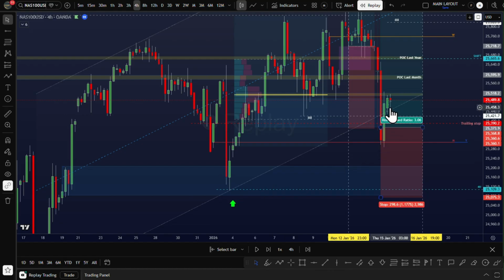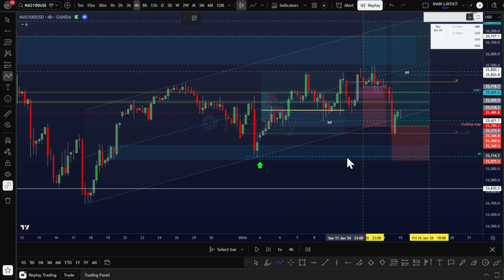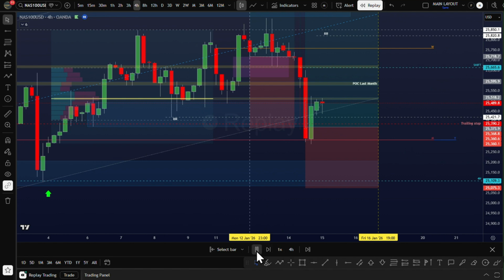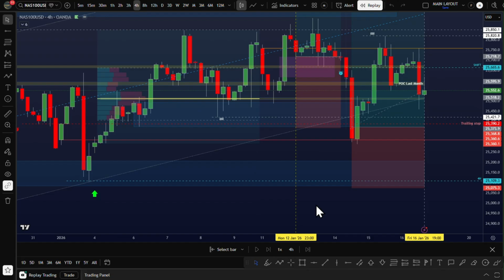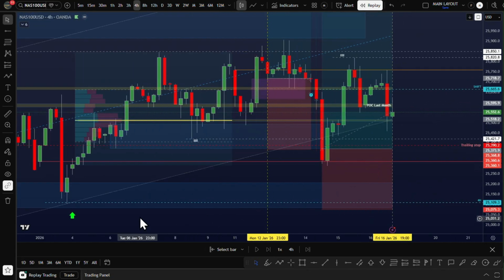I got in, expecting price to reintegrate this channel and keep going up. That's why I got in again. So let's play. You see price. This is the end of the week, so I keep this trade in my portfolio.